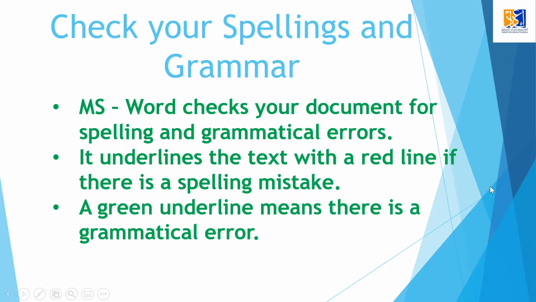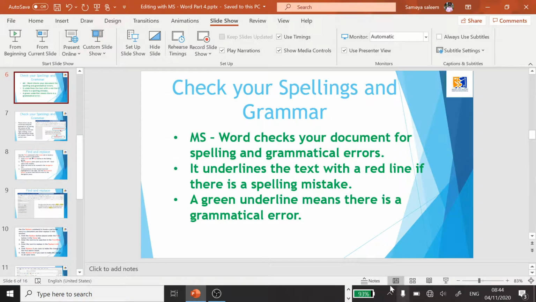Today's topic is check your spelling and grammar. Microsoft Word checks your document for spelling and grammatical errors. It underlines the text with a red line if there is a spelling mistake. A green underline means there is a grammatical error. Let me show you in my Microsoft Word.